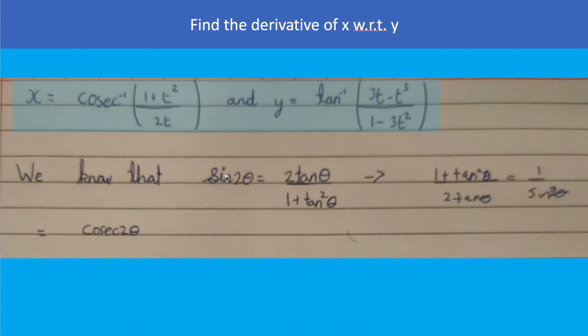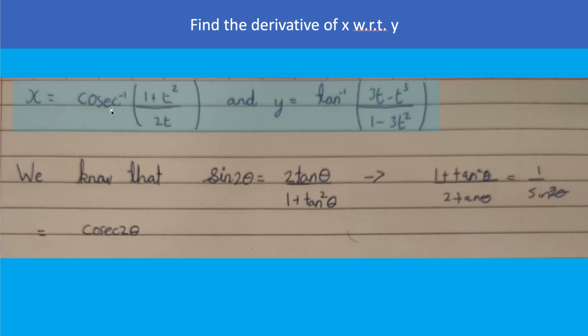will be used, and that is that sin 2θ equals 2 tan θ upon 1 plus tan² θ, right? From which we can say that if we swap the numerator and denominator here, we get (1 plus tan² θ) upon 2 tan θ equals 1 upon sin 2θ, which is cosec 2θ.